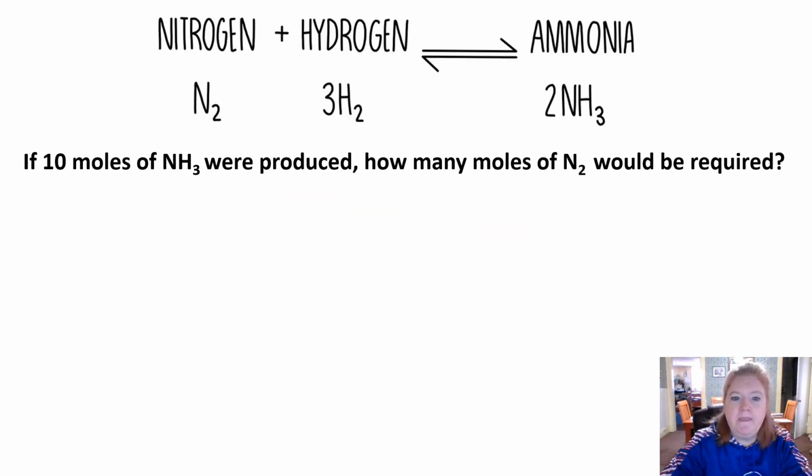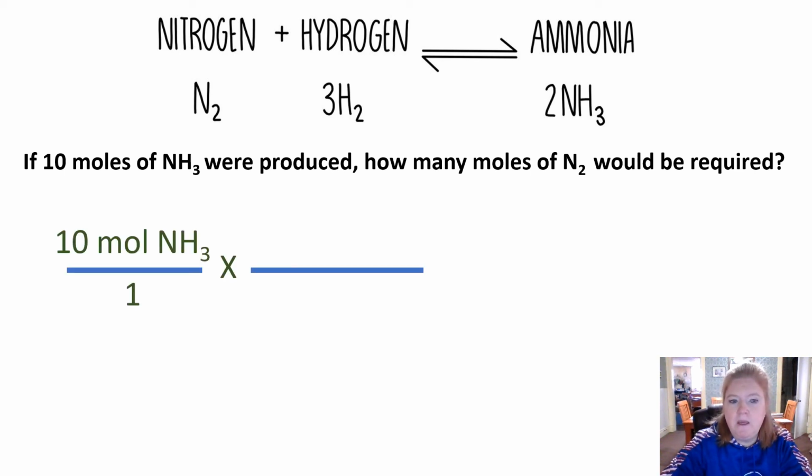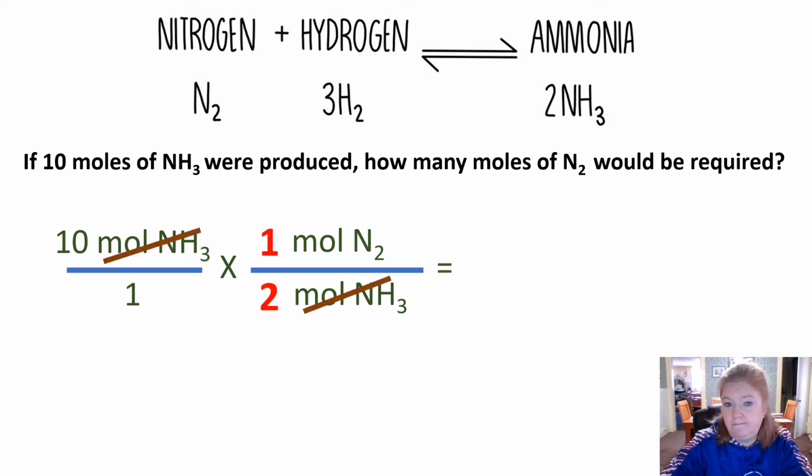Different equation. If 10 moles of NH3 were produced, how many moles of N2 would be required? Write what you're given, put it over 1. You know that you need to cancel those out. What am I going from? NH3 to N2. Look at the balanced equation, write the coefficients. 10 times 1 is 10, divided by 2 is 5. Voila.